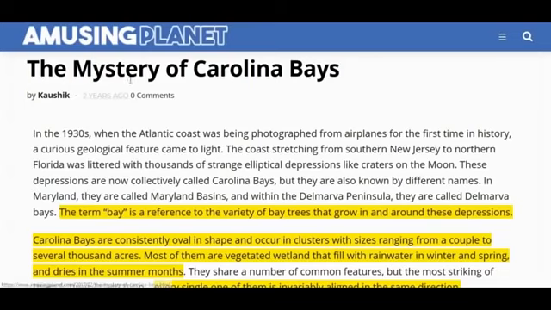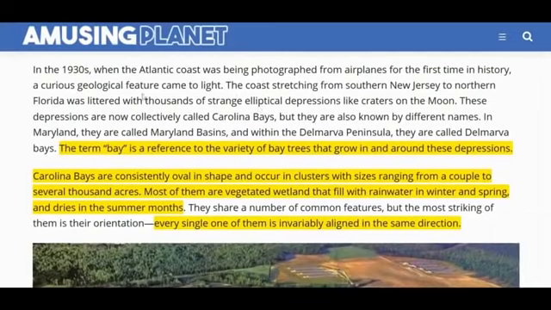Today we're going to be talking about the mystery of the Carolina Bays and how this phenomenon potentially ties in to a few other events of interest, which will be revealed later on in this video. So first, let's learn about the Carolina Bays. What are the Carolina Bays?